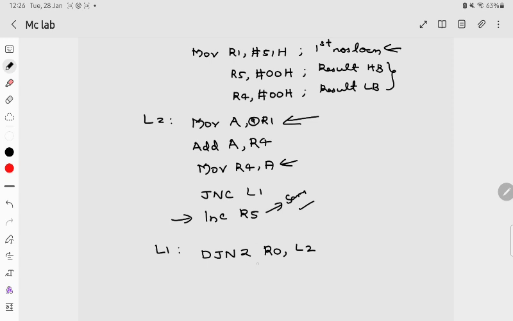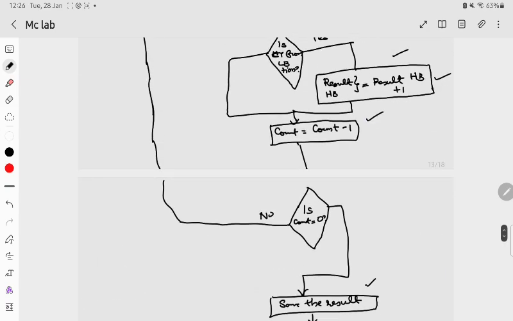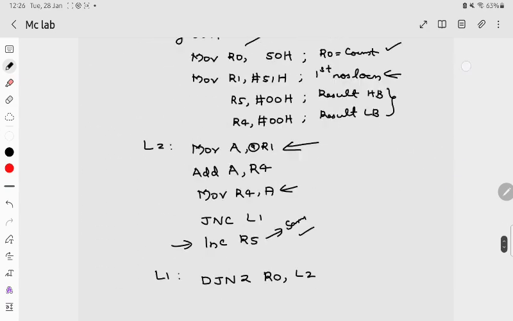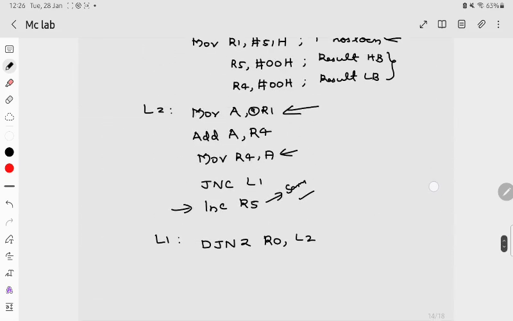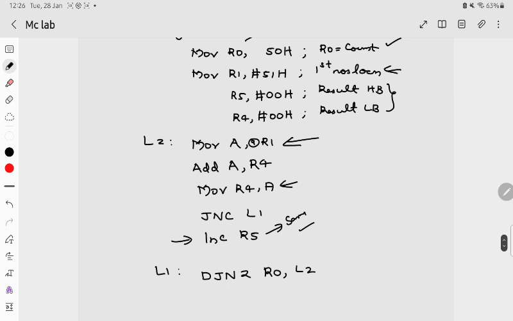If there is no carry, the count will be decremented. Even if there is a carry, you need to decrement the count, right? The count has to be decremented, irrespective of whether there is a carry or not. So the count will be decremented. Again, it should go back to L2. But here there is a problem. What is the value of R1? R1 value was 51. Now before taking the next number, R1 has to become 52. So for that you need to increment R1 as well.